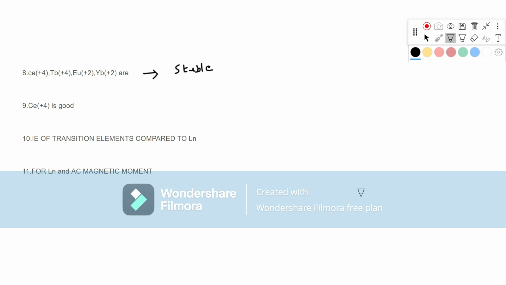But even though +4, +4, +2, +2 are stable, what is the reason? If you know the electronic configuration, I will tell you how to remember and memorize electronic configurations. But before that, see, if you take cerium +4, so 4f0, 5d0, and 6s0. If you see, all orbitals are empty, right? So that means no electron repulsions are there. So this is stable, right?